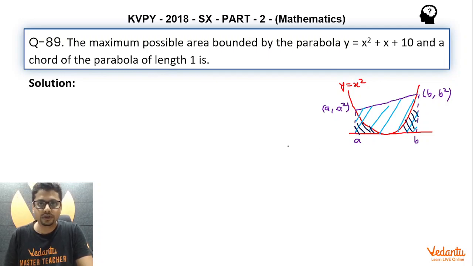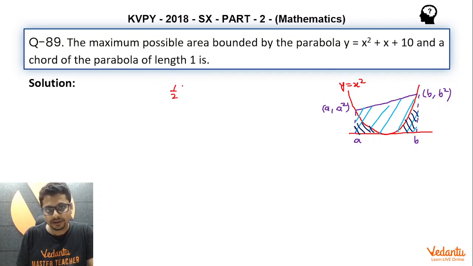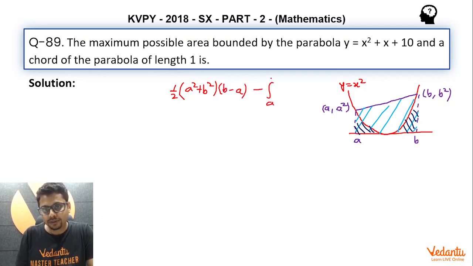So what would it turn out to be? It would turn out to be the area of this trapezium minus the area under this parabola above the x-axis as x varies from a to b. So this essentially becomes half times the sum of parallel sides, a square plus b square, times height, so to speak. So it becomes b minus a minus the integral from a to b of x square dx.